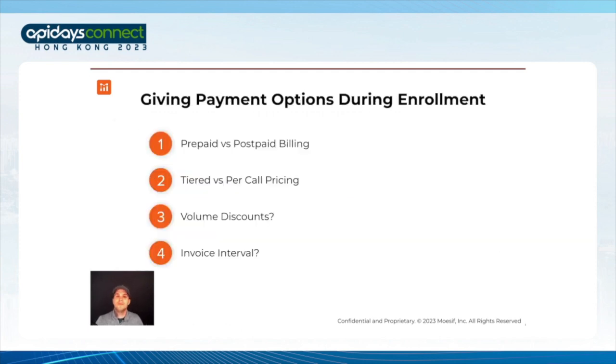So what you might want to do when you're talking about your pricing tiers and when people are signing up is actually figure out what payment options you want to give during enrollment. So you might have a prepaid versus postpaid scheme, tiered versus per call pricing. You might give volume discounts, or you might also be able to space out when the invoice interval is. Maybe you want it to be based on a threshold, maybe you want it to be monthly, quarterly, yearly. All of that stuff you can try and get dialed in during the enrollment phase. Obviously, you can have it so they can change it later, but this is a good way for them to see what plans and what options you have available.